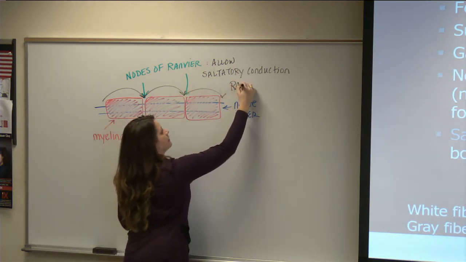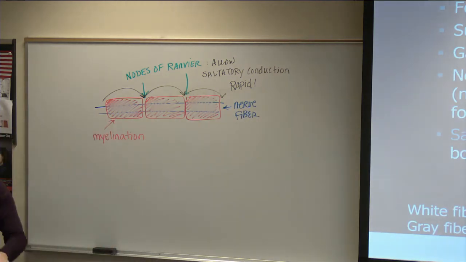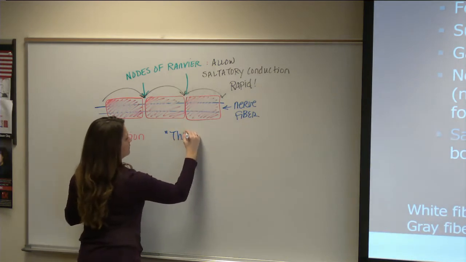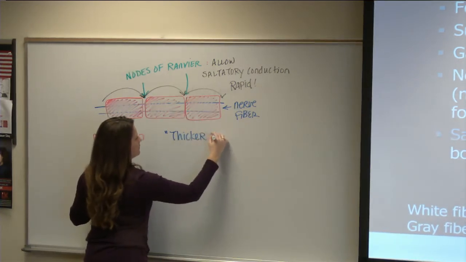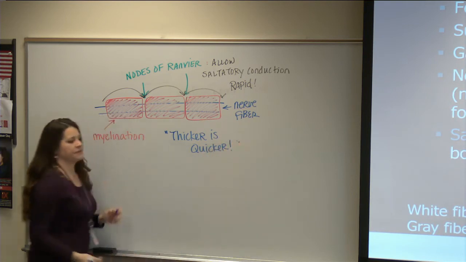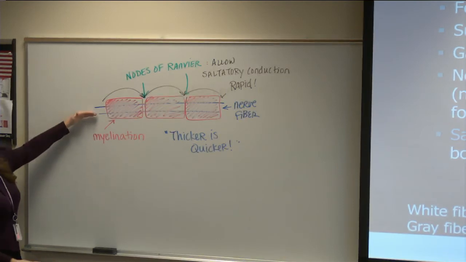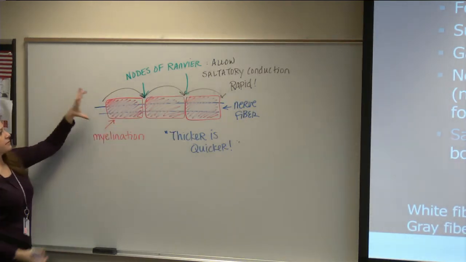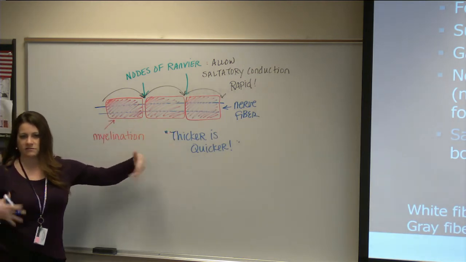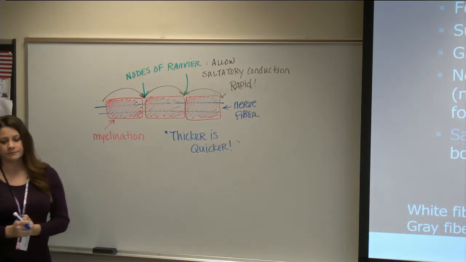So we can say it is rapid. The rule of thumb that we have is this: thicker is quicker. If you have that myelination, you see that the nerve fiber has become much thicker. The thicker it is, the quicker the information can go. So the thicker it is, the faster the information can travel.